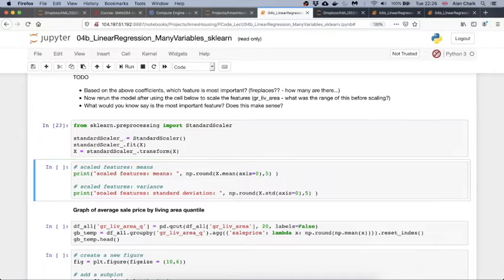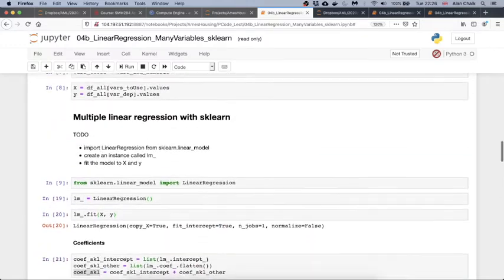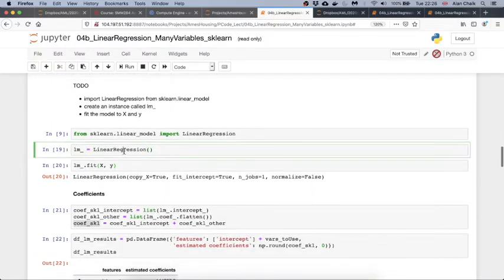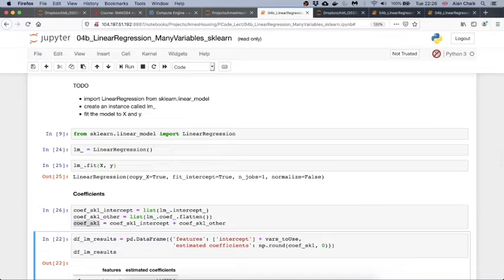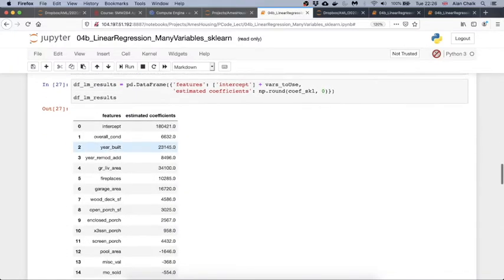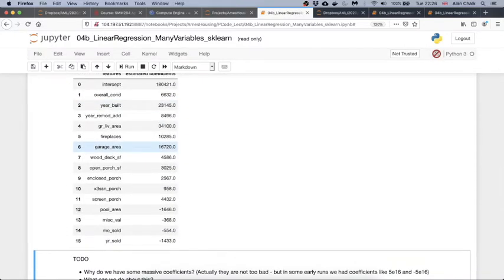I'm going to submit that, and then I'm going to go back and instantiate, fit, and now look at the results. Now that's interesting. What you can see now is that the coefficients are more or less of the same type of magnitude, and they probably are reasonably comparable.